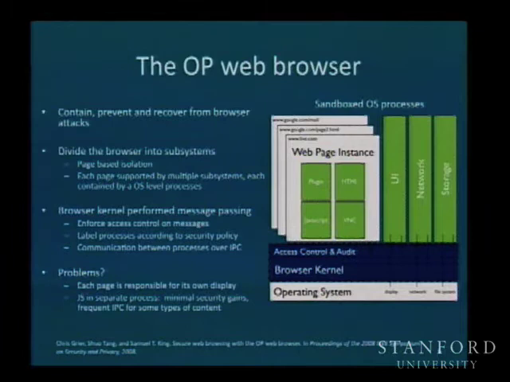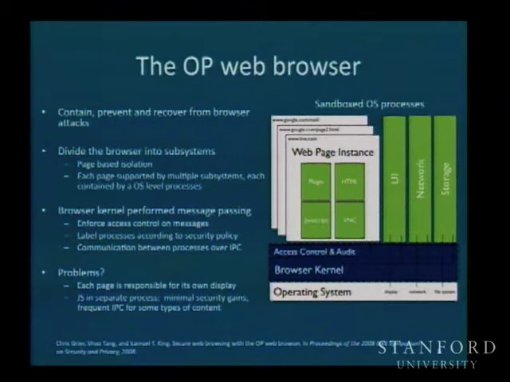The OP web browser is one that I worked on about a year and a half ago now. The goal here was to contain, prevent, and recover from browser-based attacks. We're specifically interested in code execution style attacks that are targeting the web browser. Our approach was simple. We divide the web browser up into subsystems and let the operating system handle the protection of processes for us. We have page-based isolation, so every page you view is a new set of processes. If you have 10 tabs open, you have 10 sets of these processes, one set for each page.